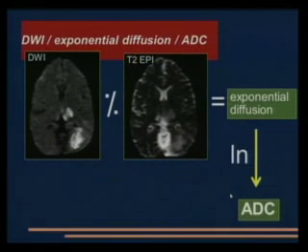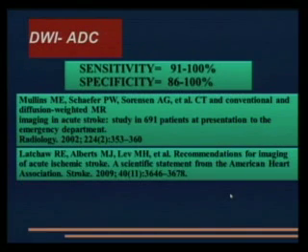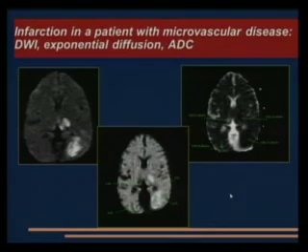So everybody knows that you have the DWI. If you continue after the DWI, you will have the T2. So if you place a region of interest and divide the intensity here by the intensity here, it will give you the exponential diffusion. If you take the logarithm, it will give you the ADC. The sensitivity of the DWI is 91 to 100%. The specificity is 86 to 100%.